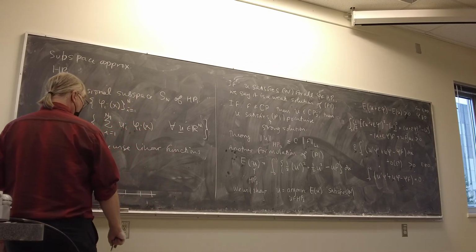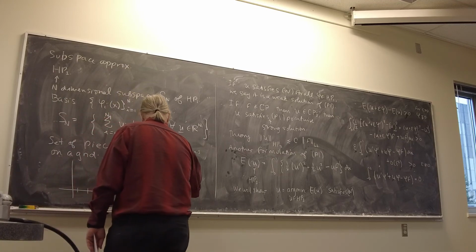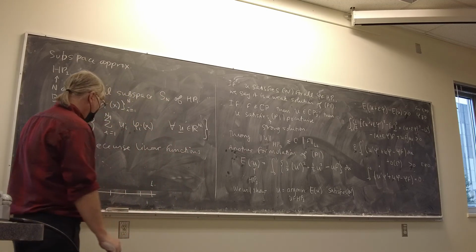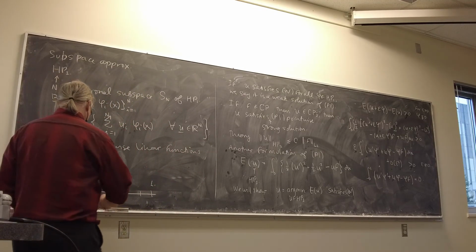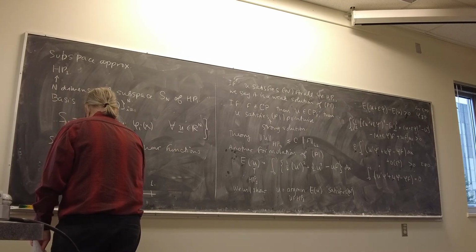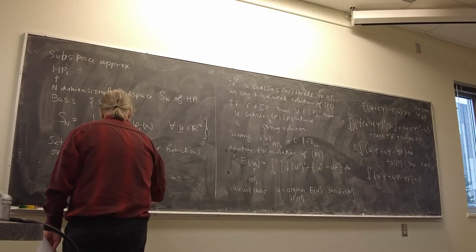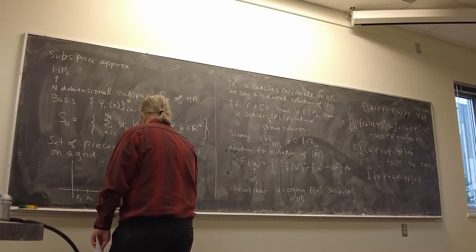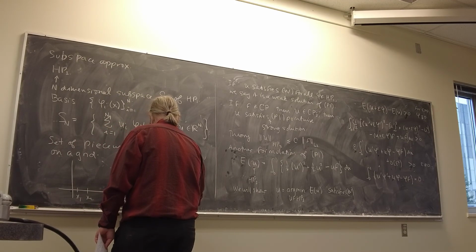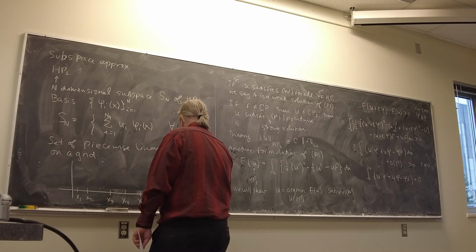I'm thinking of this periodic problem again, so I'm going to have a grid point at the end, but I don't have to have one at the beginning. So I'll have x1, x2, x4, x5, and then x6. So n will be 6 in this case.